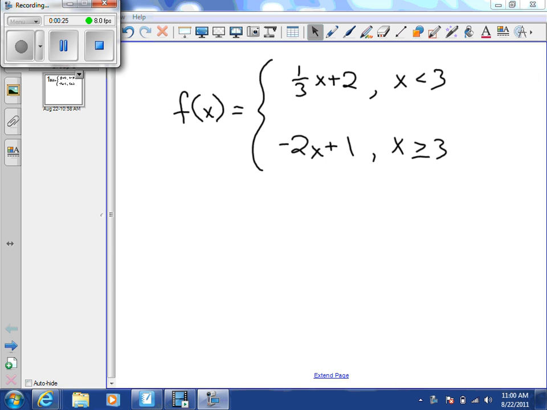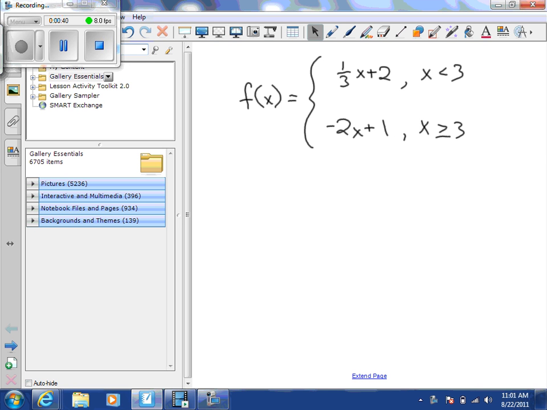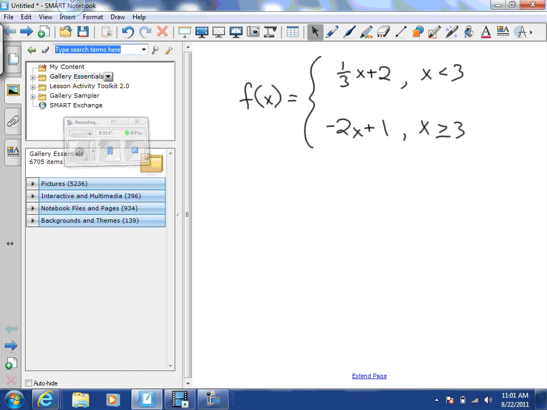And you're also going to graph a second line, negative 2x plus 1, and you're going to use that if the x value is greater than or equal to 3. So it's going to be two different graphs on the same grid, and I'll show you what it'll look like here. Let's get rid of this to look at.